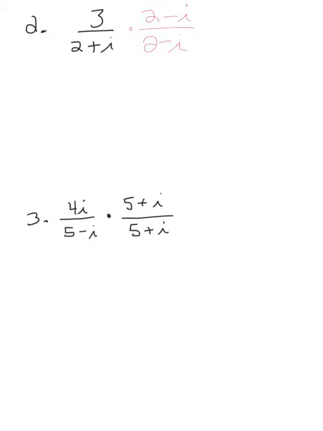So when we do that, we'll actually get 3 times 2, which is 6. And 3 times the negative i is minus 3i. That's the new numerator. The bottom, of course, we know 2 times 2 is 4. We know the outside and inside terms are going to cancel. That's why we do the conjugate.